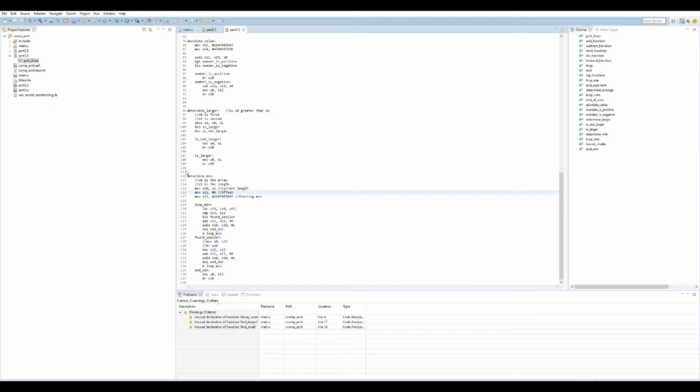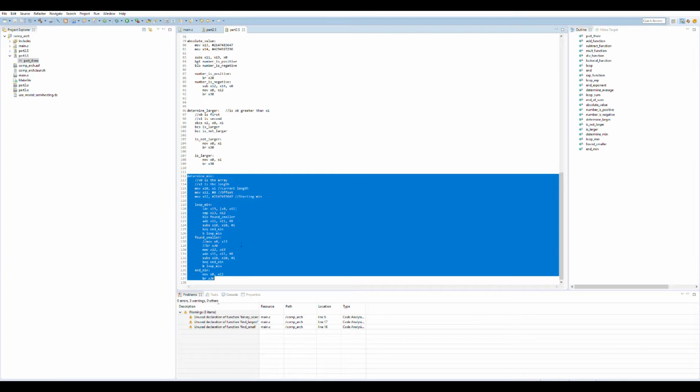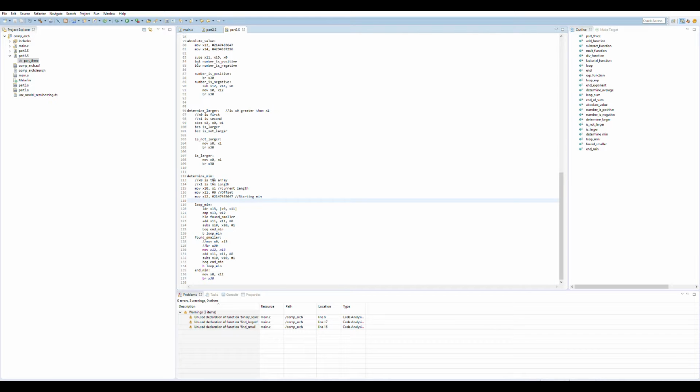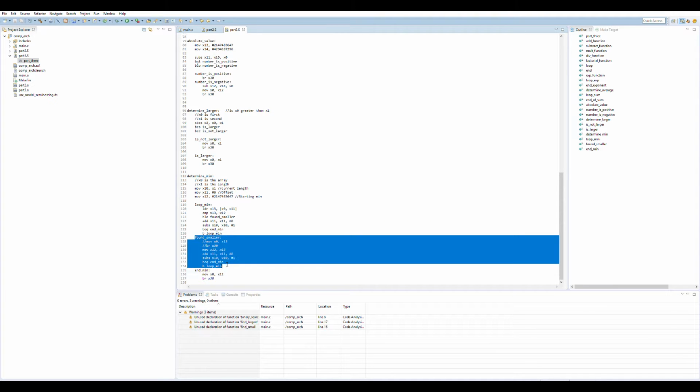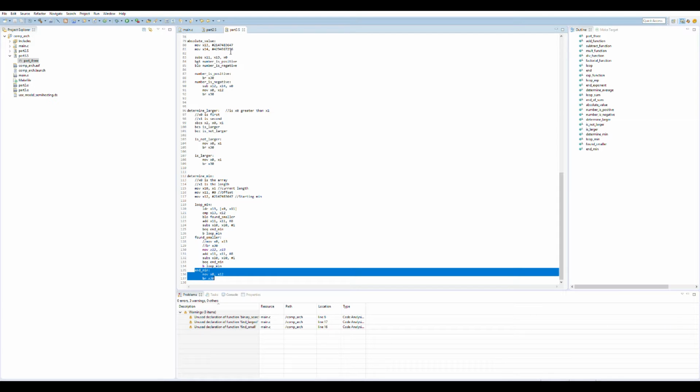Lastly, we have a determine min. Like average, we pass in an array, and it follows a very similar path as determine average, but in this case, we compare an overall smallest to the current number found in the array here, and if we find that this new number is smaller, we jump down here to found smaller and update, and then we leave once we pass through the entire array.